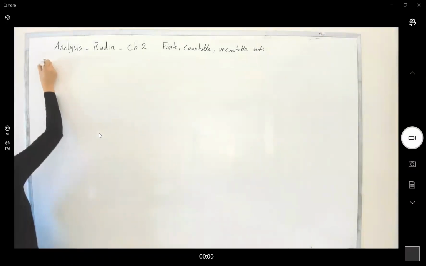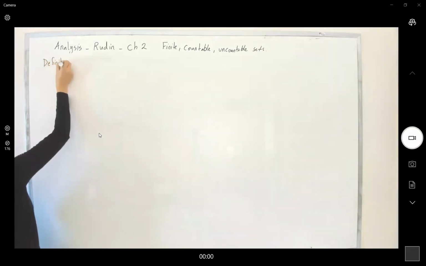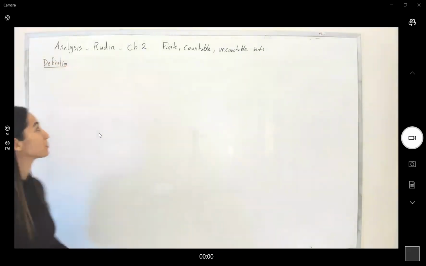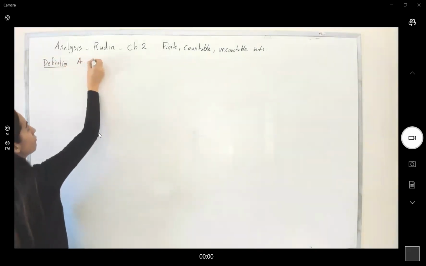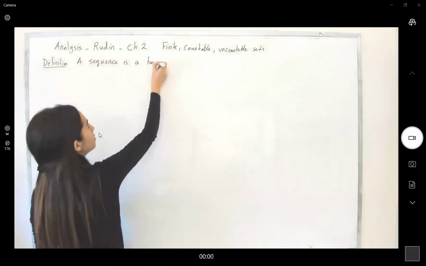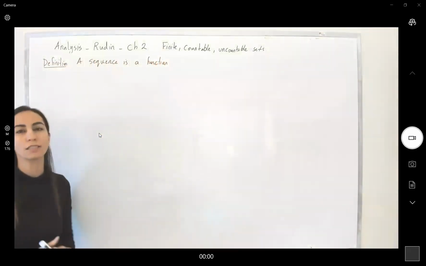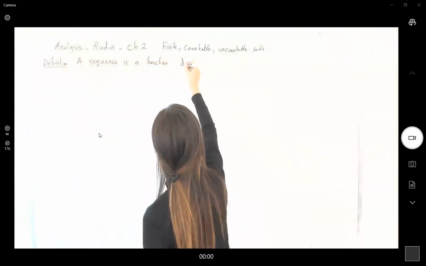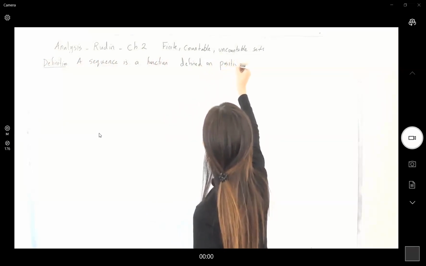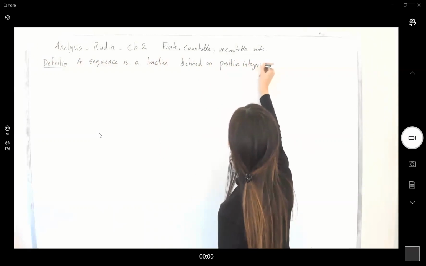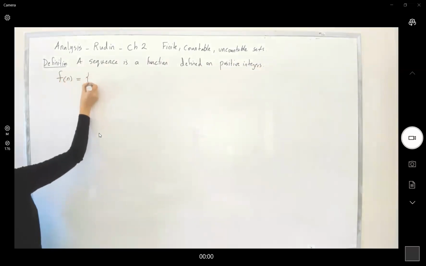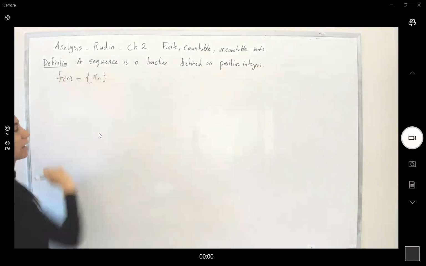Definition of a sequence. This definition is important because we're going to use it and prove some theorems. A sequence is a function defined on positive integers. So we denote a sequence f of n using its general term x sub n.